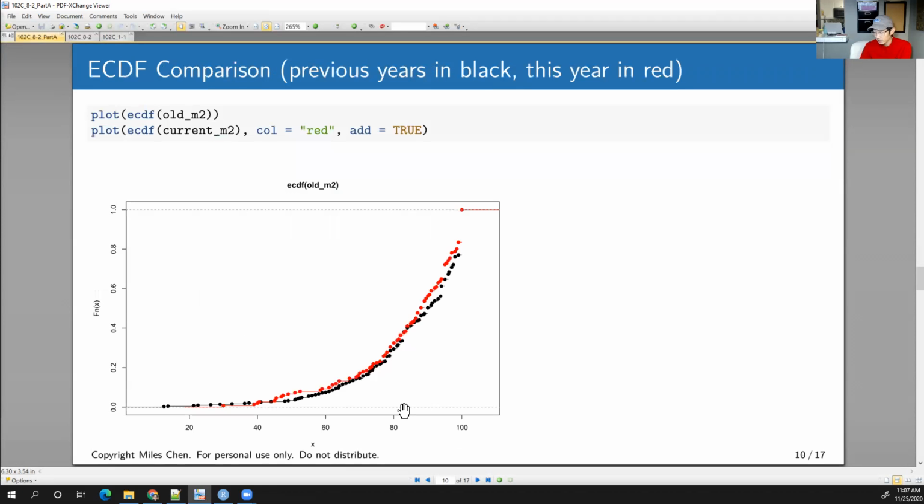And again, here's the empirical CDF. And again, we have close alignment between the empirical CDF of this year in red and the empirical CDF of previous years in black here. So we have that.